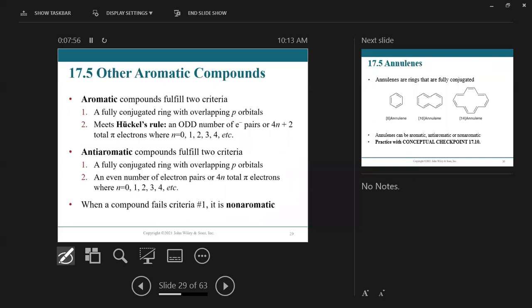So we have a fully conjugated ring with overlapping p orbitals. We don't have that anymore. See this right here? So that's the case right here. We don't have fully overlapping p orbitals anymore with that case where we had this here. So since we don't satisfy that, then we're non-aromatic right there.